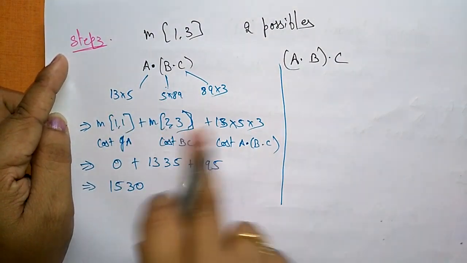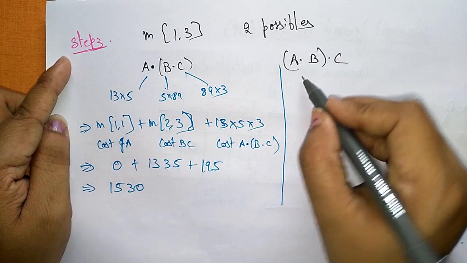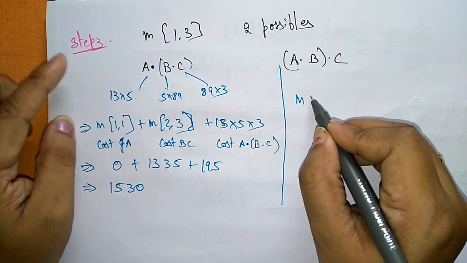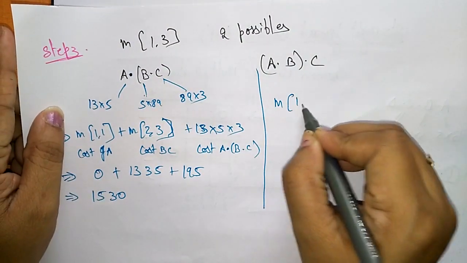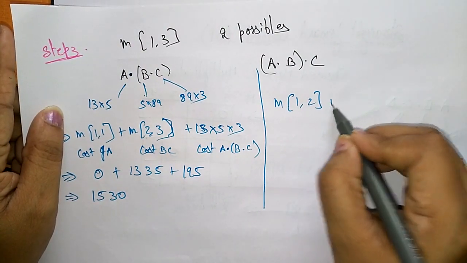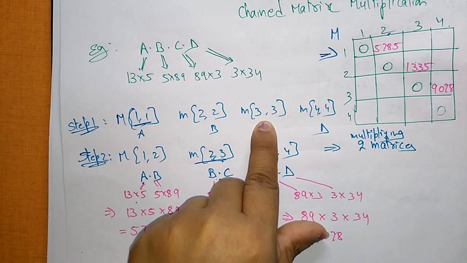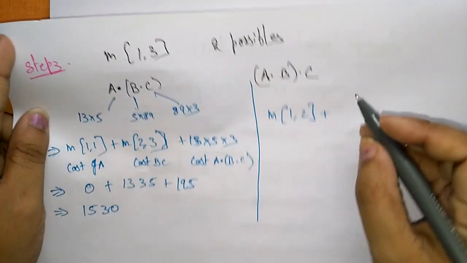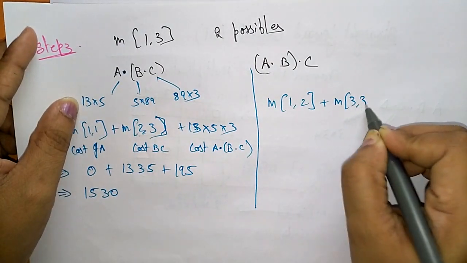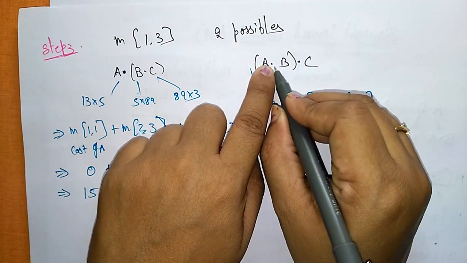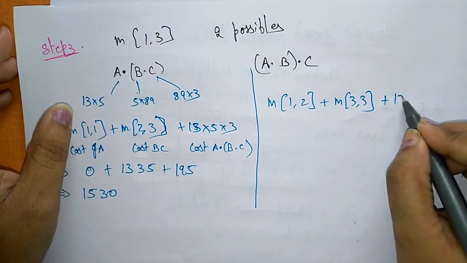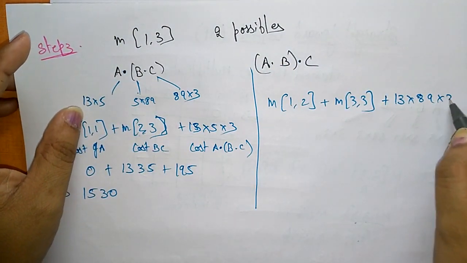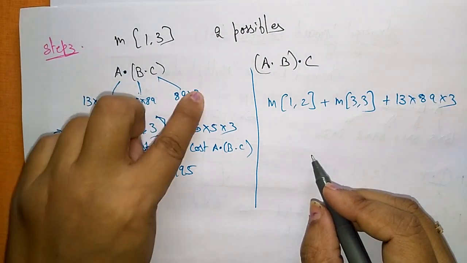So for this M of 1 3 there are two possibilities. For A dot B, what is the value of A dot B? A dot B is M of 1 comma 2, and C is M of 3 comma 3. A dot B's cost is over, C's cost is over. Now the combination of these two costs is plus 13 into 89 into 3.